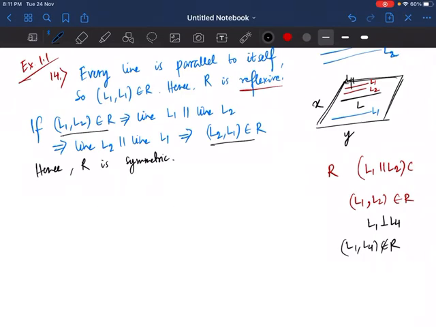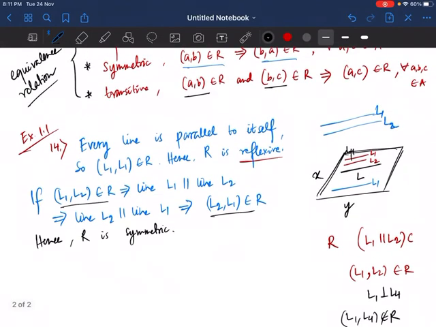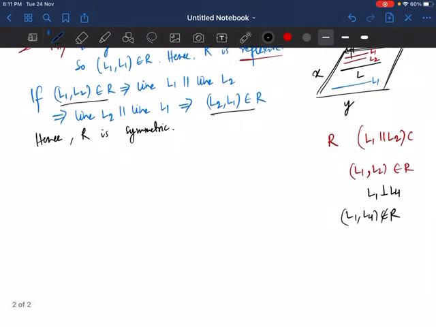Now the next one is transitive. Transitive was what? (A, B) element of R and (B, C) element of R. So for transitive we must have three elements. Suppose I take three lines L1, L2, L3.